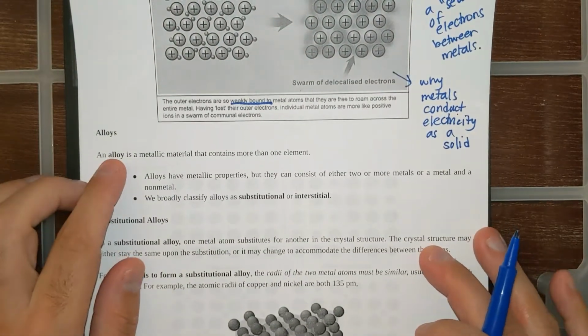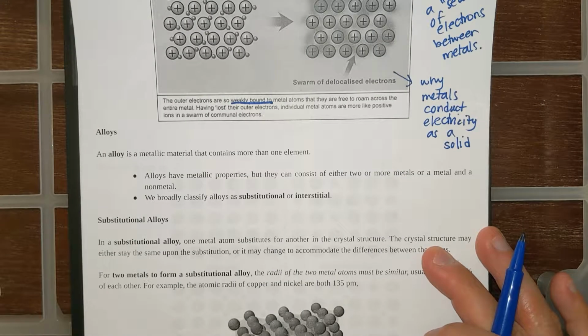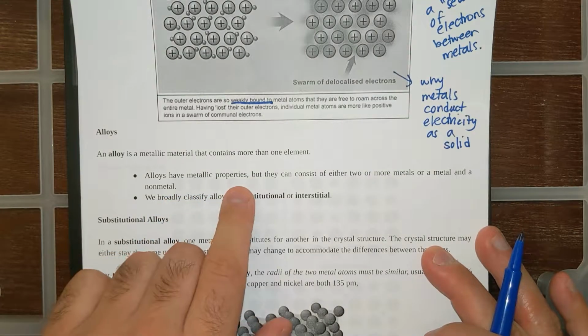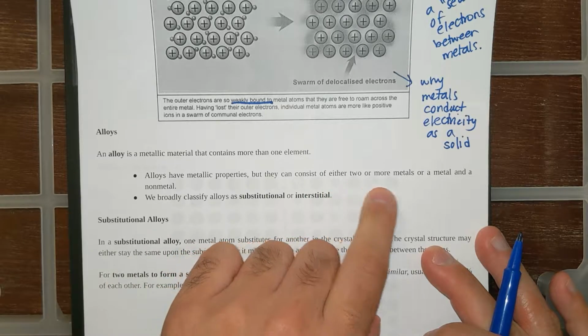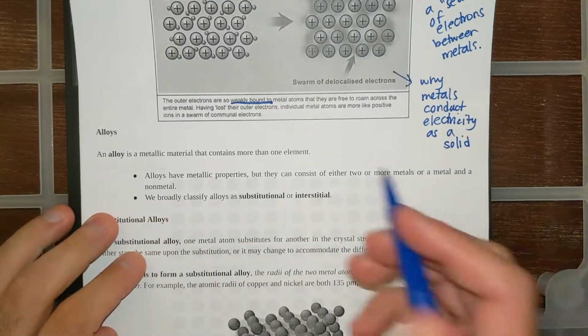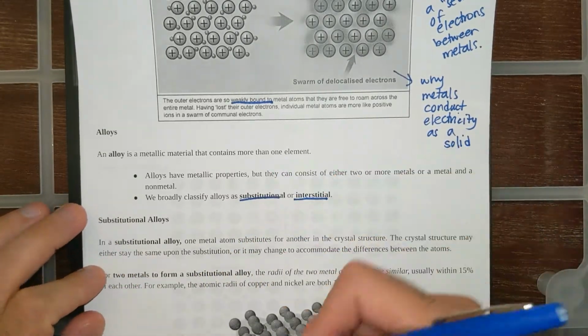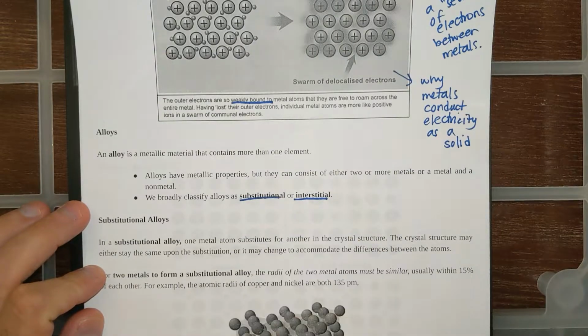So the first type of form is an alloy. An alloy is a metallic material that contains more than one element. So alloys have metallic properties, but they can consist of either two or more metals, or a metal and a nonmetal. We broadly classify alloys as substitutional and interstitial. These are going to be big terms that we're going to talk about.